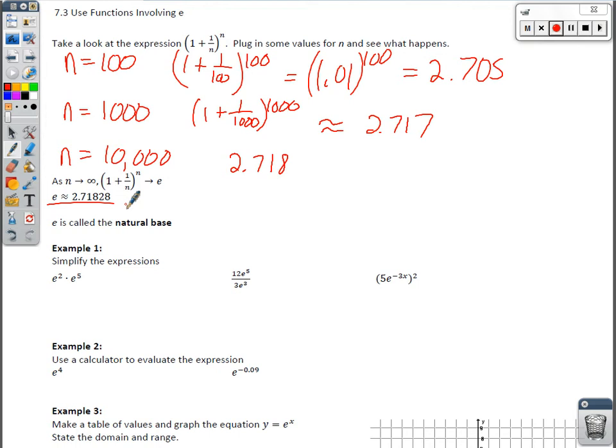e is called the natural base. We'll get more into that later. It's because it's a very nice number for doing exponents. If we use e as the base of our power, there are some nice things that happen. We'll get more into that later. For now, we're just going to do a little bit of work with it.